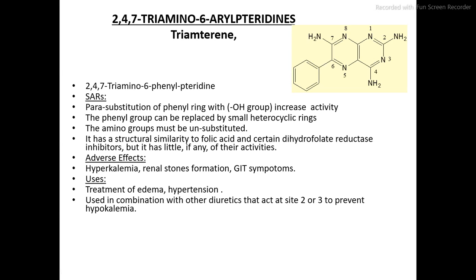Then we saw the drug triamterene. So this is the structure of the triamterene. Then regarding the SAR, the para substitution on the phenyl ring with the hydroxy group increases the activity. The phenyl group can be replaced with a smaller heterocyclic ring. The amino group must be unsubstituted. It has a structural similarity to folic acid and certain dihydrofolate reductase inhibitors, but it has little, if any, of their activities. So this is the SAR of the triamterene.